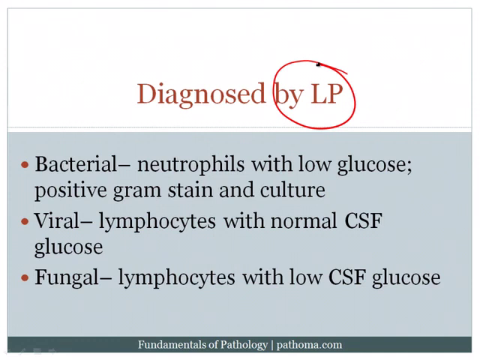Board examiners also like you to know that when you do an LP, you're actually going to go through a few layers. You go through the skin, and then you cross the ligaments. Then you'll enter the epidural space. You'll cross the dura, and then you'll cross the arachnoid, but you will not pierce the pia. And that's particularly high yield. Again, you will not pierce the pia.